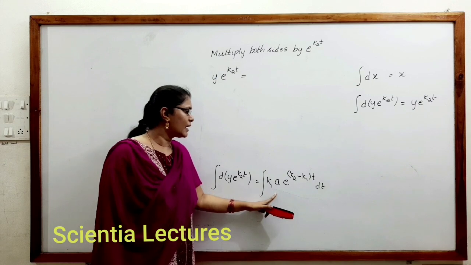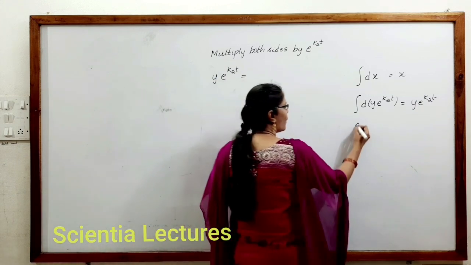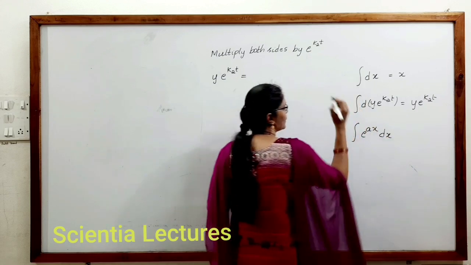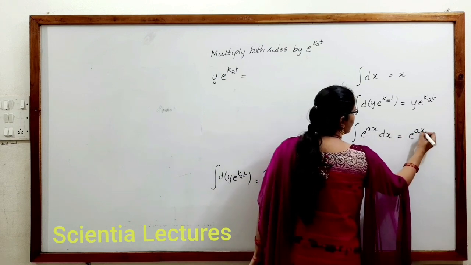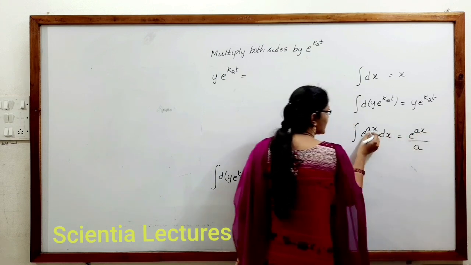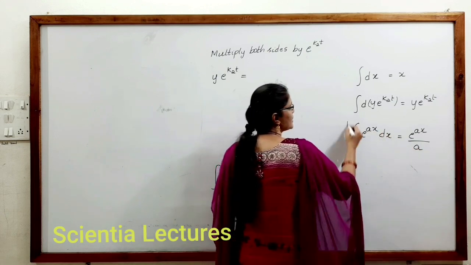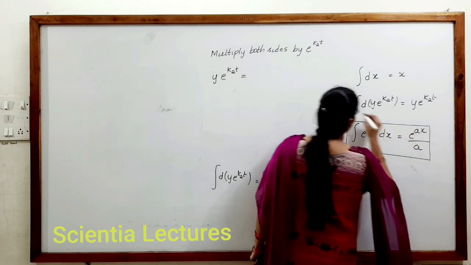Let us see the integral of the RHS. Generally, the integral of e^(ax) dx must be equal to e^(ax) divided by whatever the constant term is, that should be divided. So this is another formula to be noted.